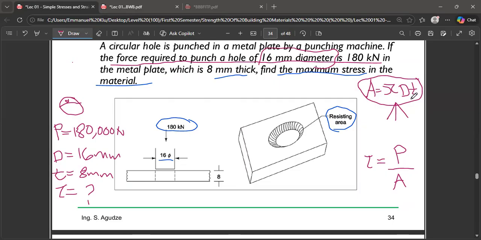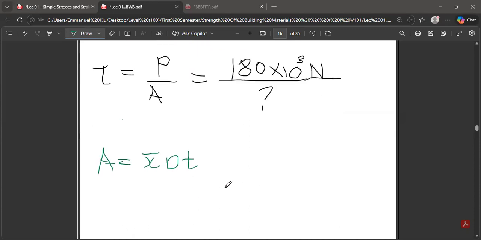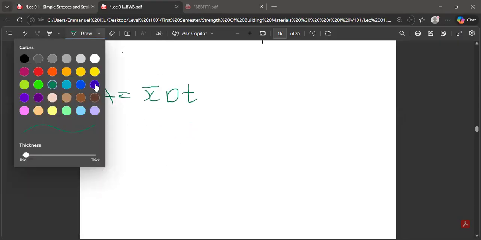Pi times the outer diameter times the thickness. Okay, good. Because it's a circular hole, that is what brings about the concept of pi. So our area is going to be equal to pi times the diameter times the t. Yes, this is the formula we're going to use to calculate our area.